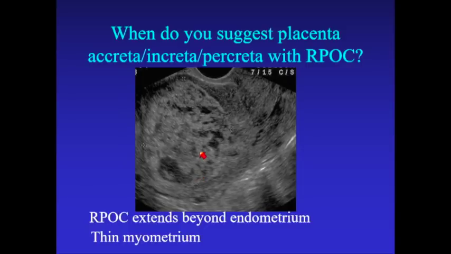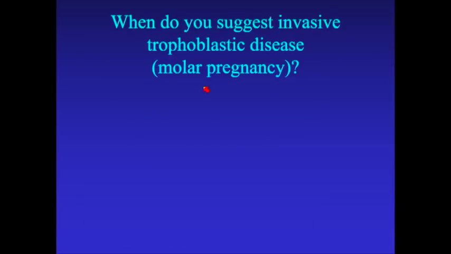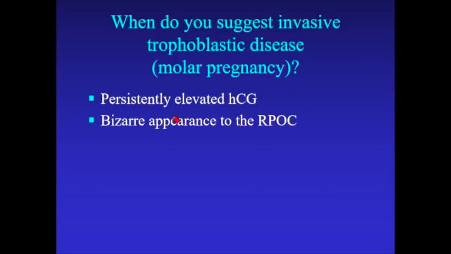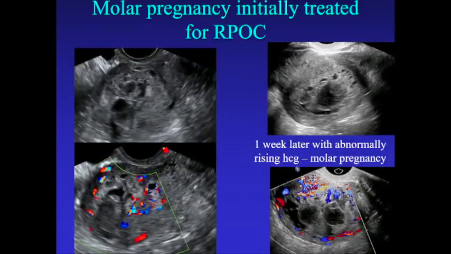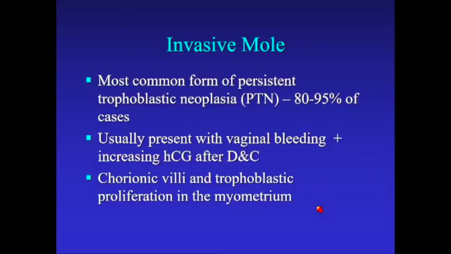So I've got 1 minute left to talk about placenta accreta, and I already mentioned the thin myometrium. That's when you're going to mention it. When do you suggest invasive trophoblastic disease or molar pregnancy? Basically, we're not very good at this, and so it's a patient who has a bizarre appearance to the retained products with a persistently elevated beta-HCG. And you can see this looks very heterogeneous after a D&C with lots of abnormal blood flow.